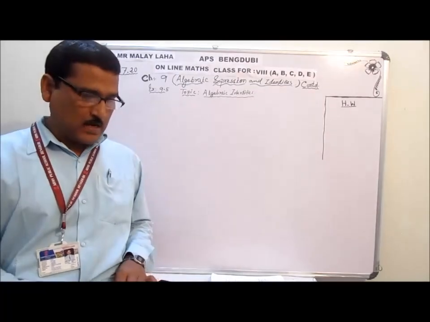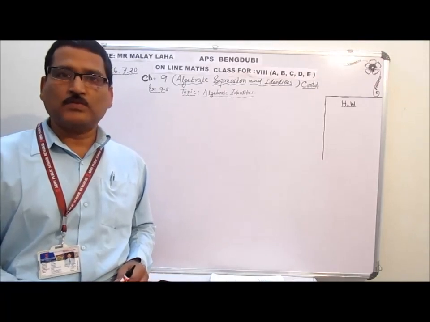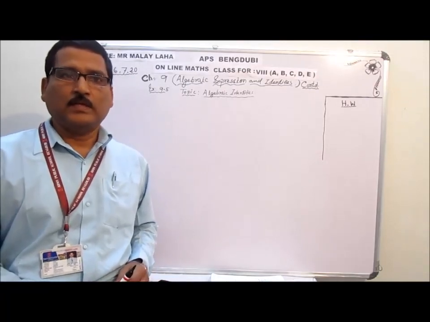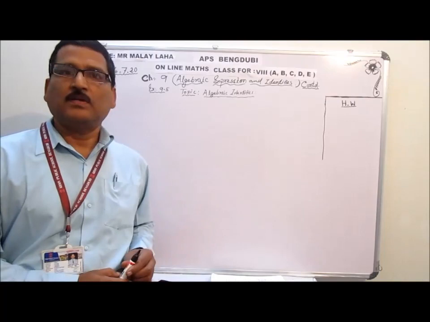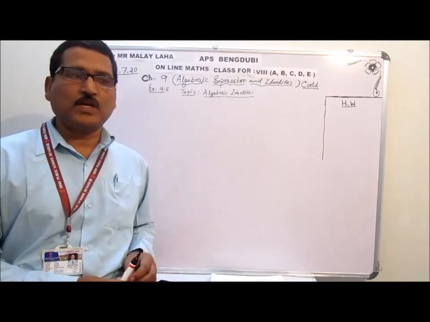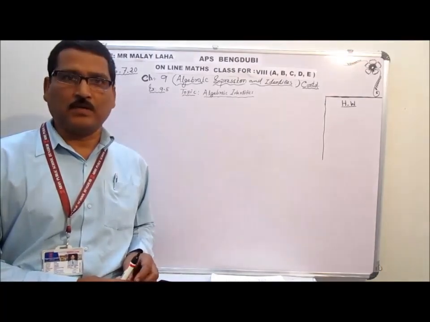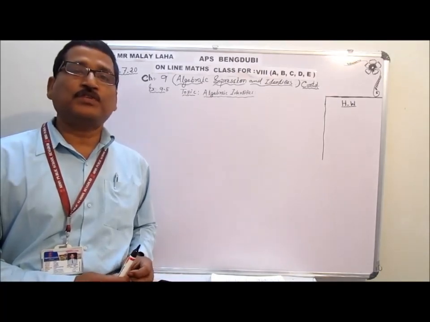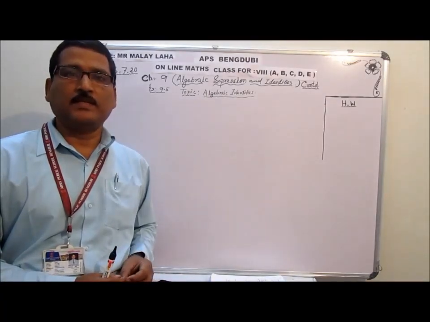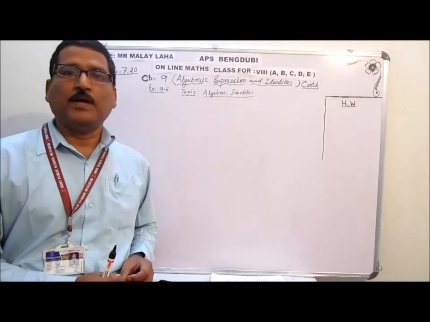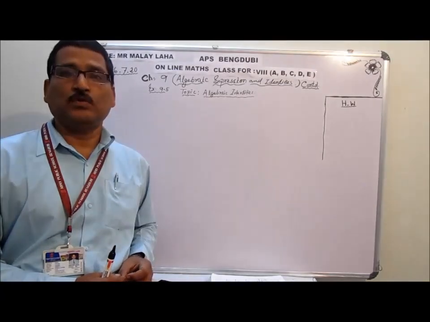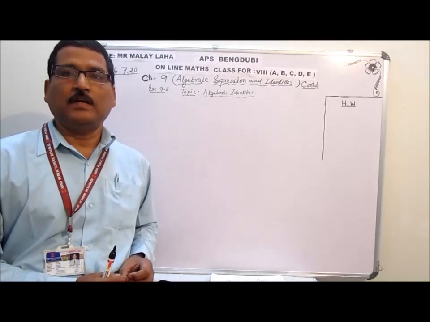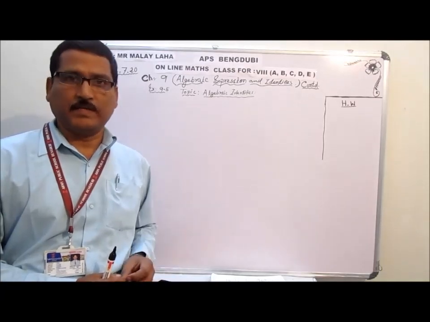Okay? Now, last Tuesday, I covered exercise 9.4, that is the product of binomial and trinomial, monomial and binomial, whatever it is. So today I am going to start a new exercise, that is 9.5, where we will learn how to use identity in algebraic expressions.